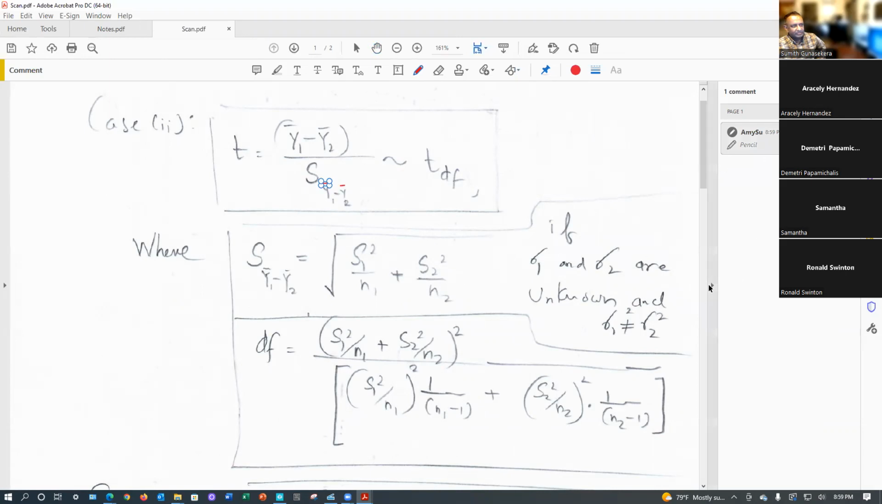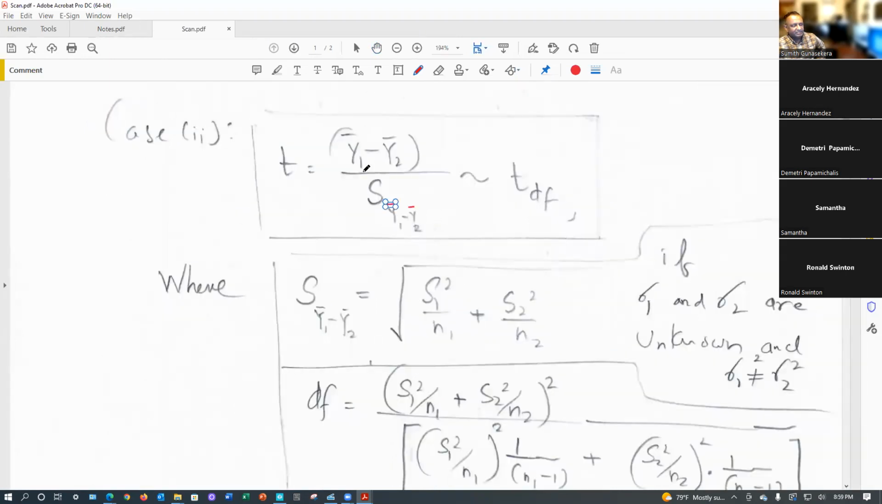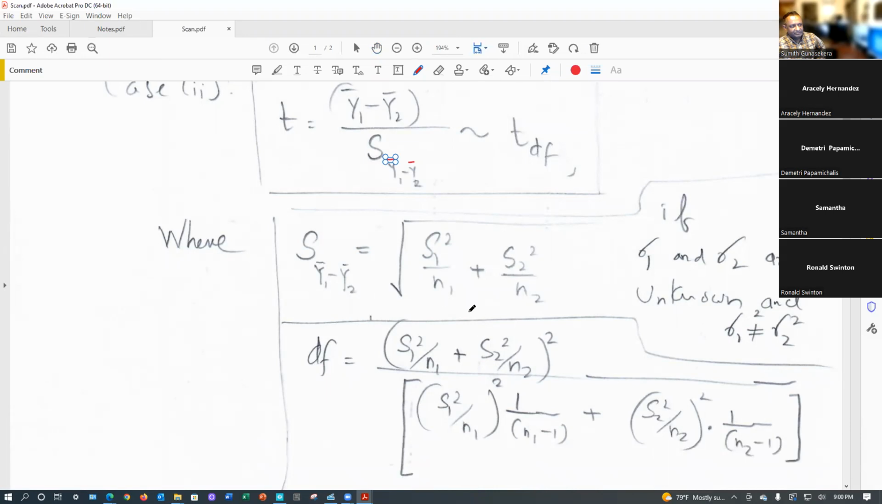The standard deviation of that one, but this time distributed according to the t distribution with degrees of freedom like this. This standard deviation, since they are unknown, you replace them with the sample counterparts. But they're not equal. They're not equal, then your degrees of freedom comes like this. It's the degrees of freedom for case 2.